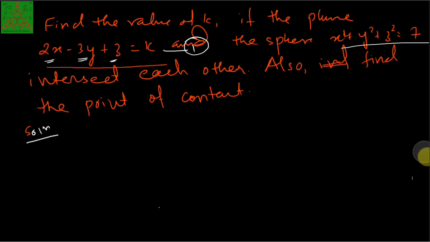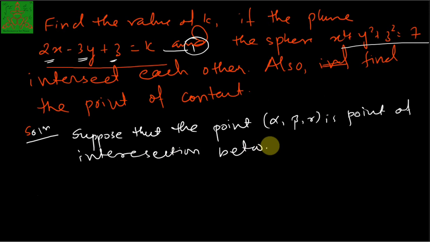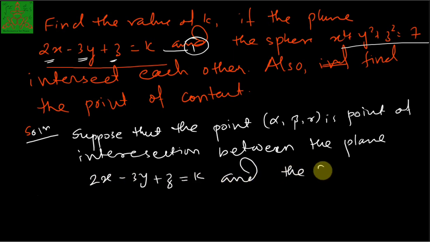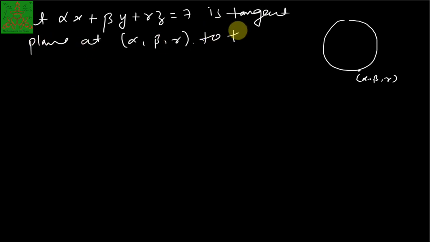So suppose that the point (alpha, beta, gamma) is the point of contact, the point of intersection between the plane 2x minus 3y plus z equal to k and the sphere x square plus y square plus z square equal to 7. If you want to calculate the tangent at (alpha, beta, gamma), then the equation of the tangent is alpha x plus beta y plus gamma z is equal to 7, the tangent at the point (alpha, beta, gamma) on the sphere x square plus y square plus z square equal to 7.